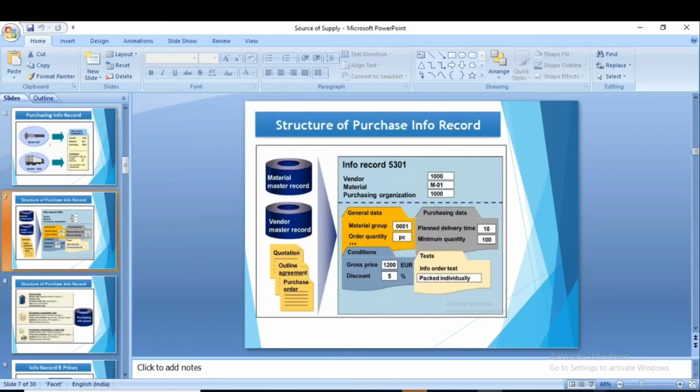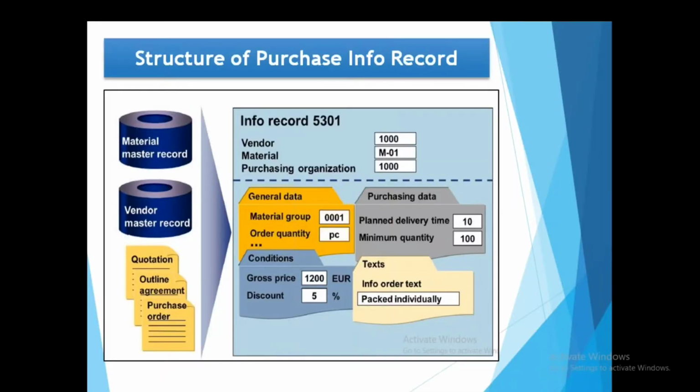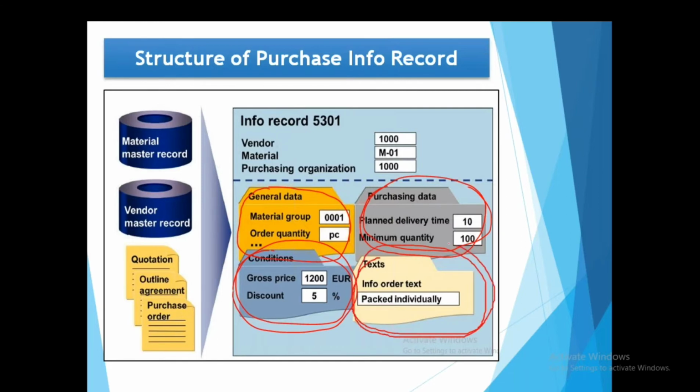So in the purchase info record, you maintain the data in various sections. You maintain some data in general data, and some data in the purchasing data tab screen, and you maintain condition data like price, discount and everything, and you can maintain some texts also. So the structure of a purchase info record is divided into 4 sections: general data, purchasing data, conditions data, and text. Whenever you are creating a purchase info record, the system will read some data from the material master record and vendor master record. It will propose it, and you can overwrite it.